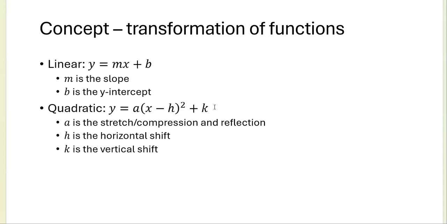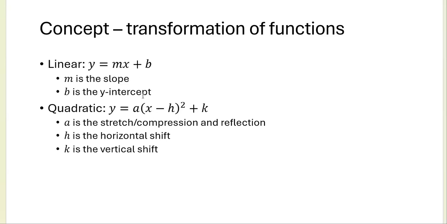And for a quadratic, you might have learned this. This is the vertex form. a is the stretch or compression again, and also the reflection. Remember, if a is negative, the parabola opens downward. h is the horizontal shift. k is the vertical shift. Okay, so the parent function here is y equals x squared, by the way.